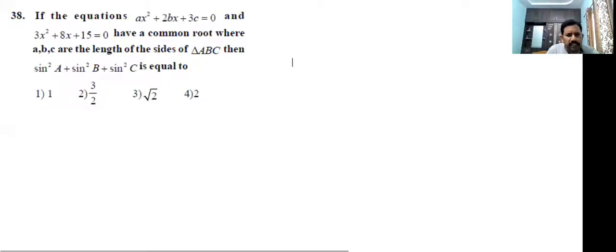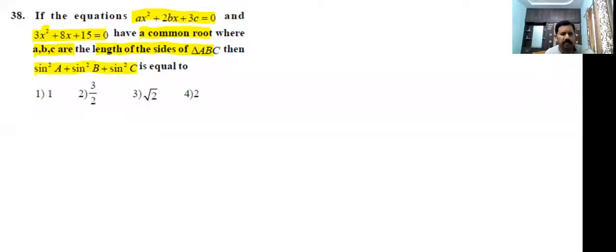If the equations ax square plus 2bx plus c is equal to 0 and 3x square plus 18x plus 15 is equal to 0 have a common root, where a, b, c are the lengths of the sides of a triangle ABC, then find sine square A plus sine square B plus sine square C.